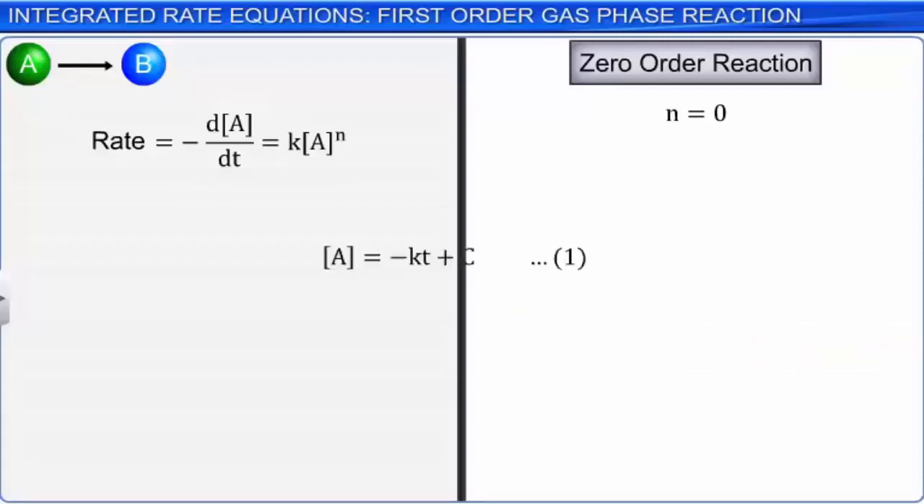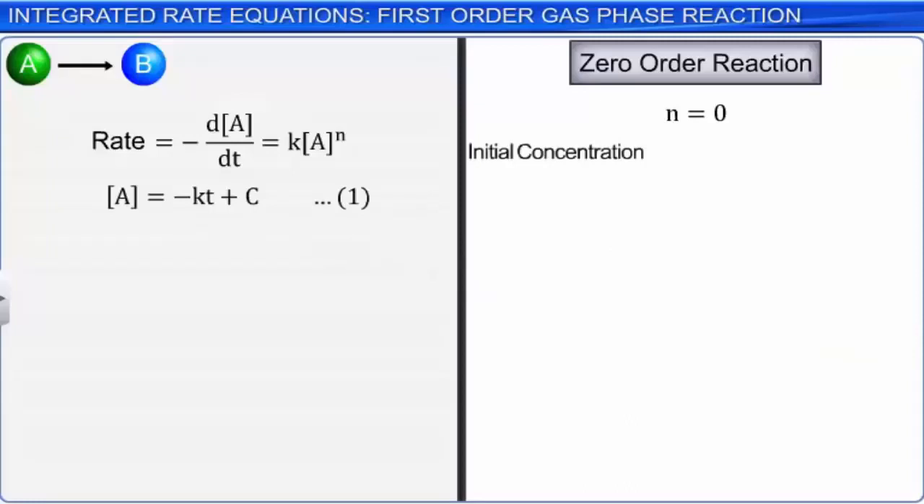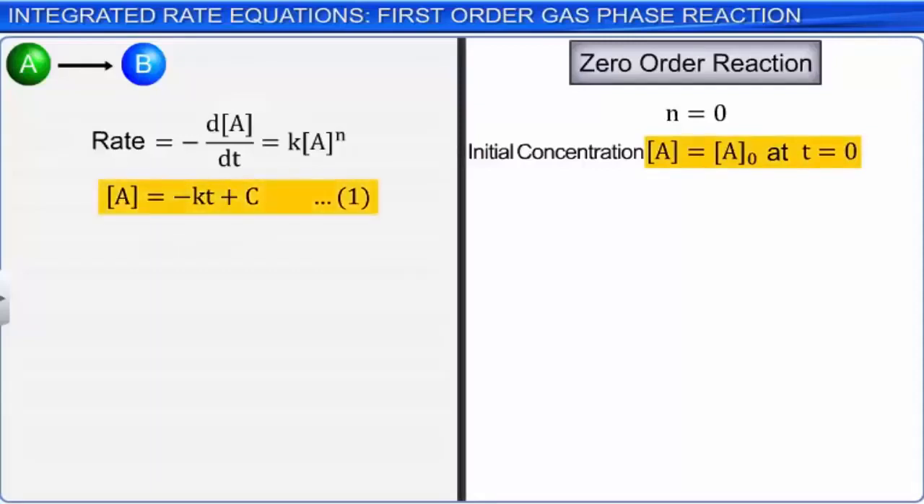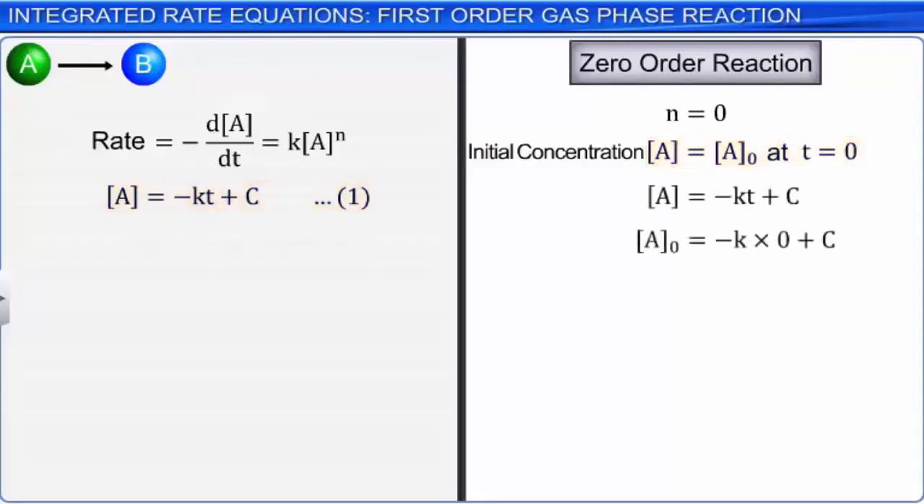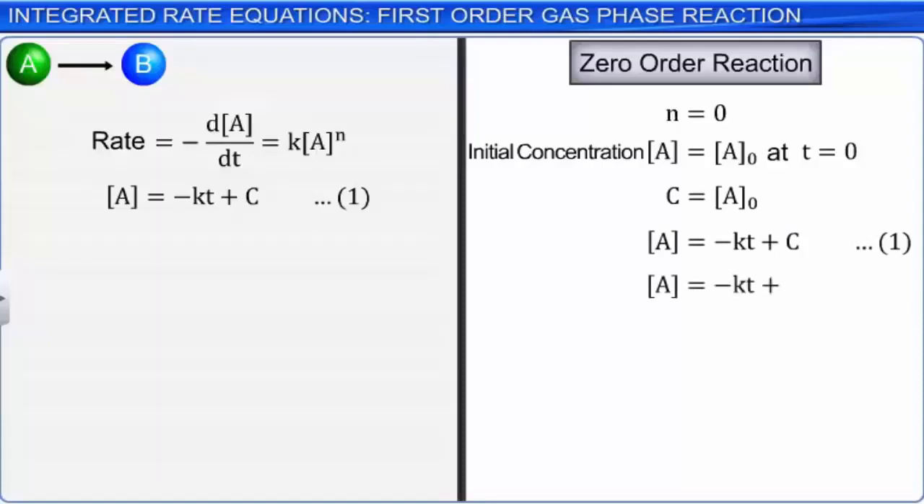Let the initial concentration of reactant A be A naught at time t is equal to 0. Substituting the value of A naught at time t is equal to 0 in equation 1, we get C is equal to A naught. Substituting this value of C in equation 1, we get concentration of A is equal to minus K into T plus concentration of A naught. Let this be equation 2.